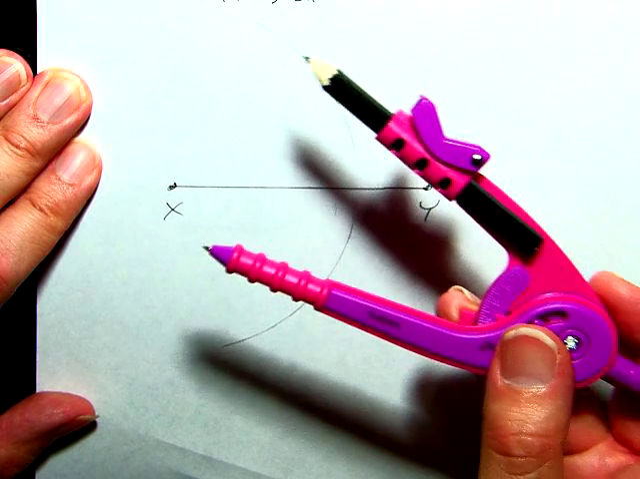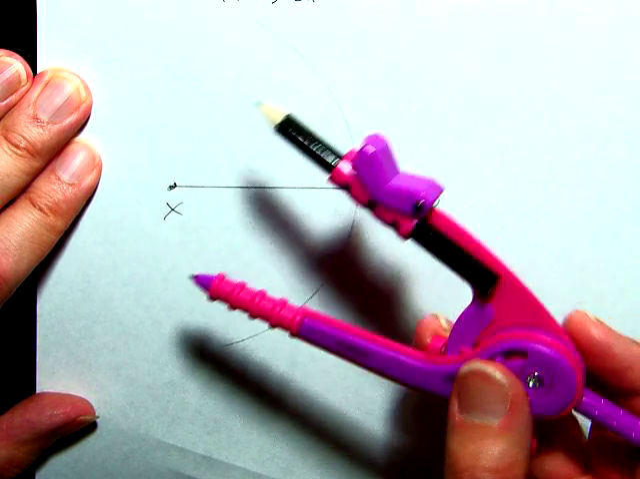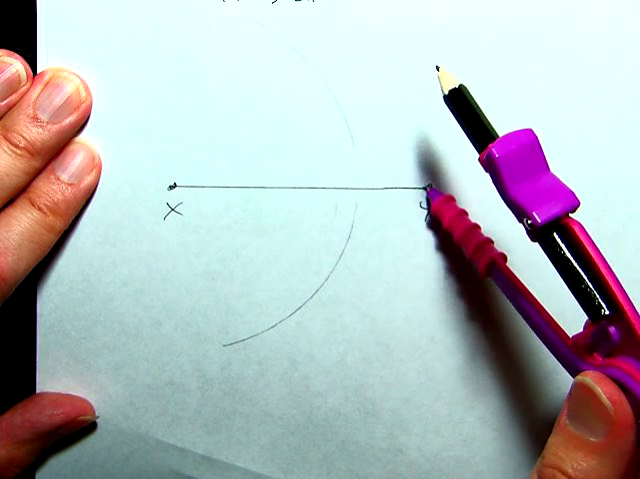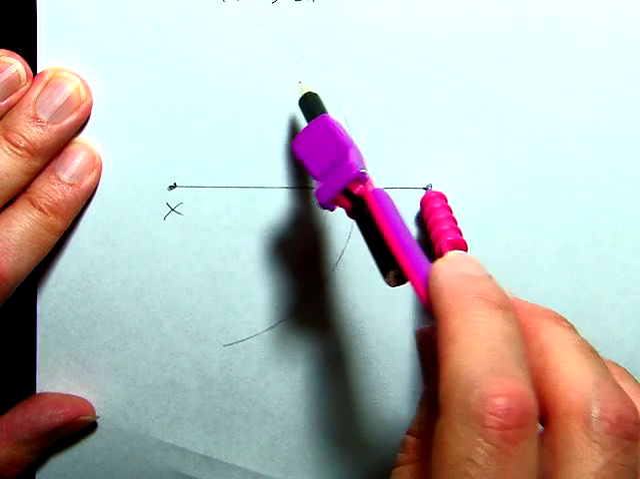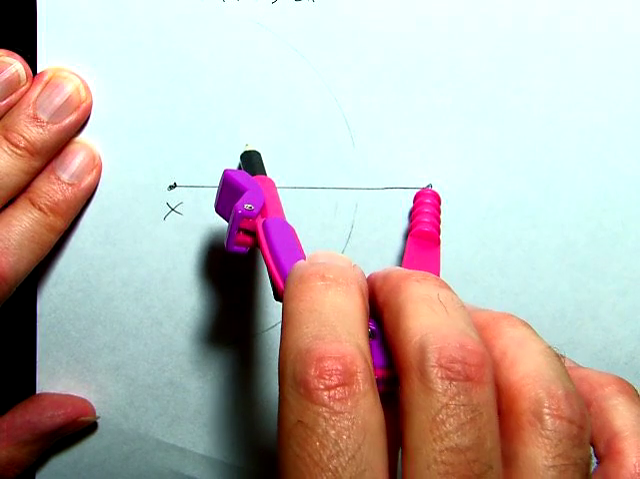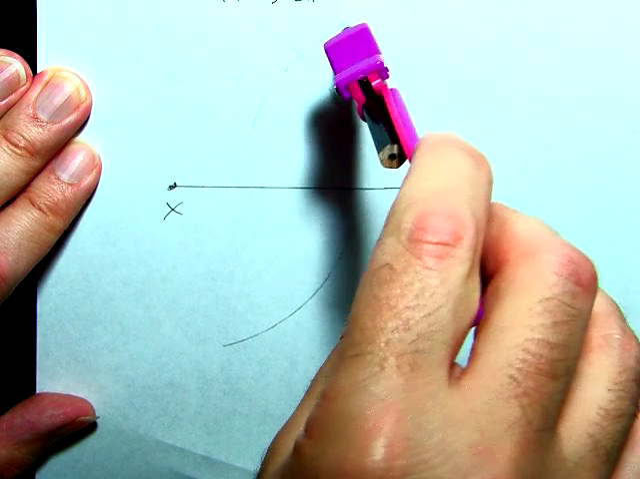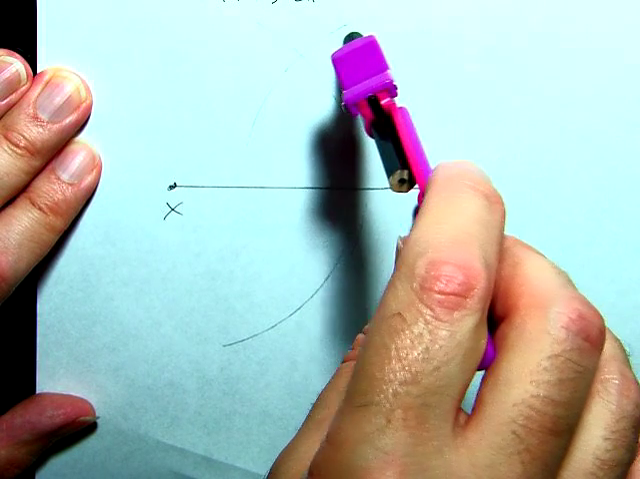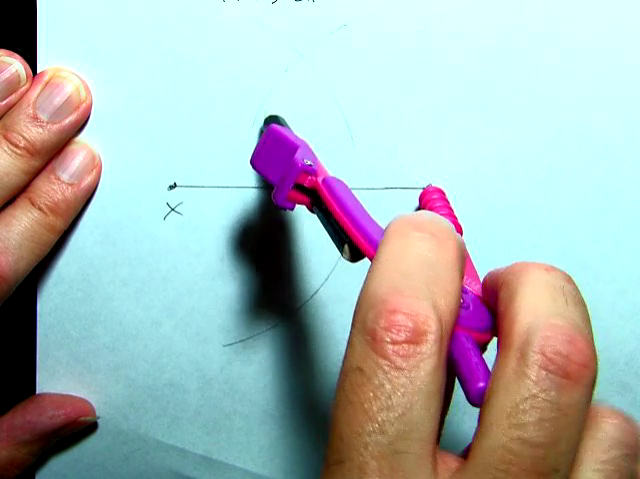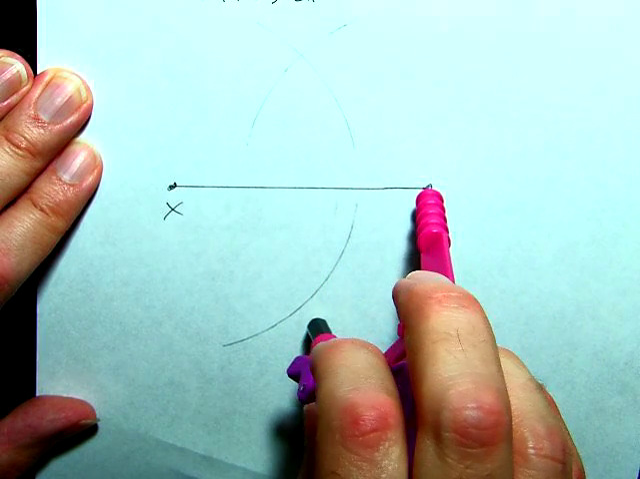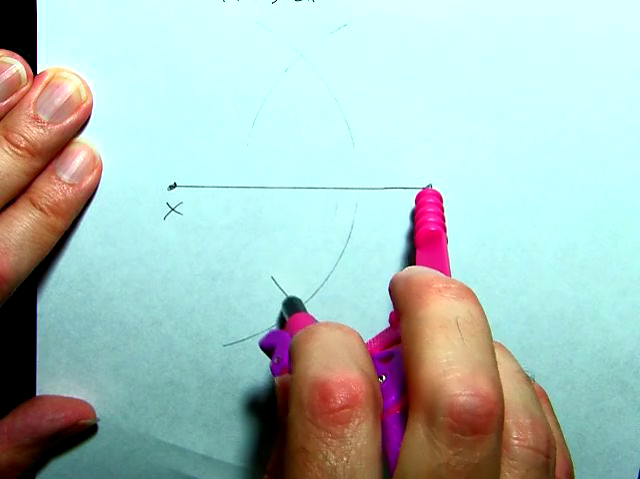Now, you don't change the width of your compass, you keep it the same width, but now you put the sharp end of the compass on point Y. Okay, now, using the same degree of opening, you make another broad pencil stroke like this, noticing that the two are going to cross. It's very important that they cross somewhere, and you're going to do that above the line as well as below the line. So you make sure that there's a place where they both cross.